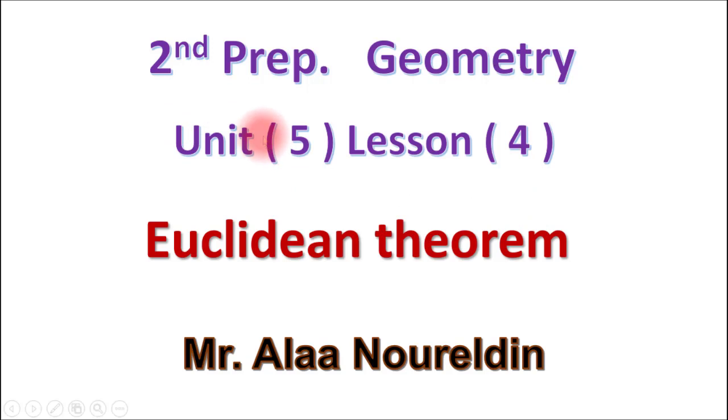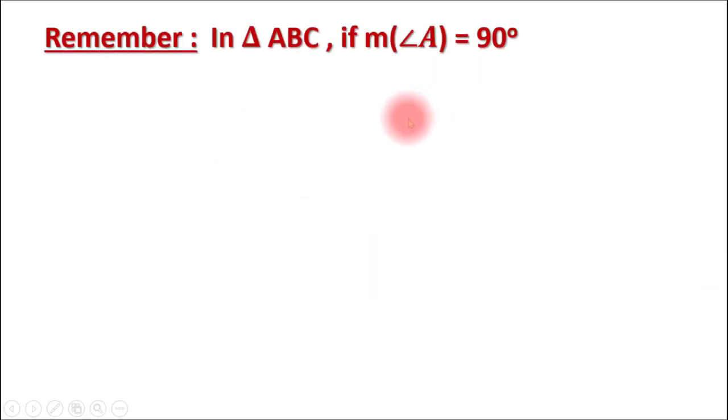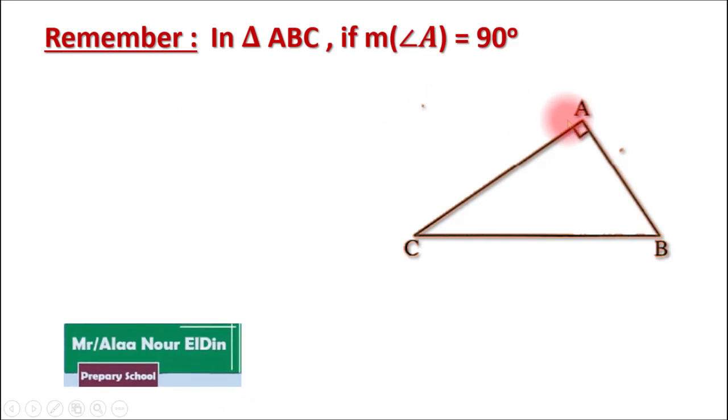Welcome dear students, second prep, unit 5, lesson 4, Euclidean Theorem. Remember, first we studied the Pythagoras theorem before. In triangle ABC, if the measure of angle A equals 90 degrees, then the hypotenuse here is BC.